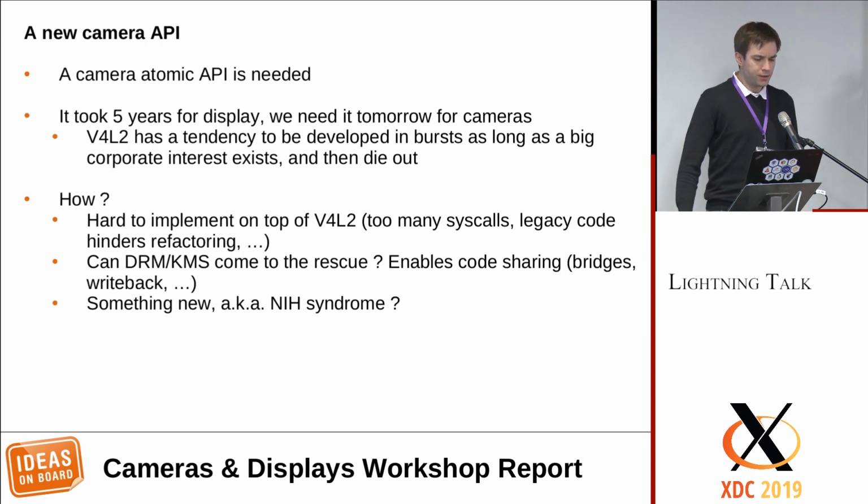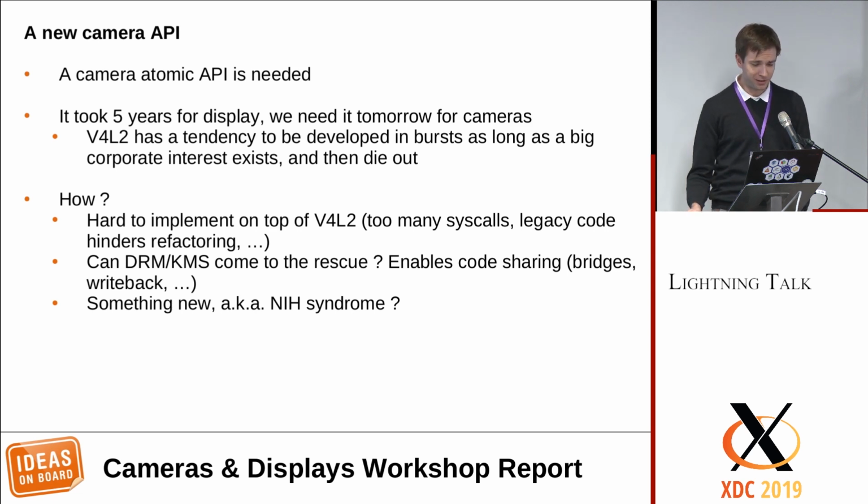Last slide. New camera API. So this is not specific to display as such, but we know that a camera atomic API is needed. We also know that it took 5 years roughly between the time it was initially discussed in KMS and the time when the KMS atomic API was there. We needed 2 more for cameras, so a few shortcuts would probably be needed. Very fortunately, we'll be able to benefit from all the lessons learned on the graphics side, hopefully.